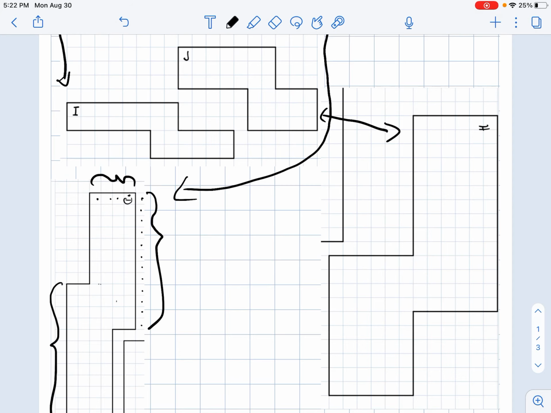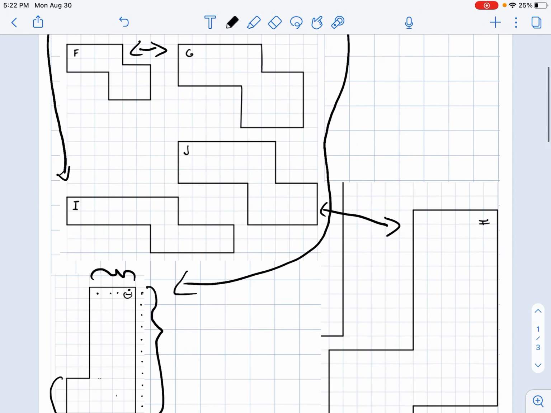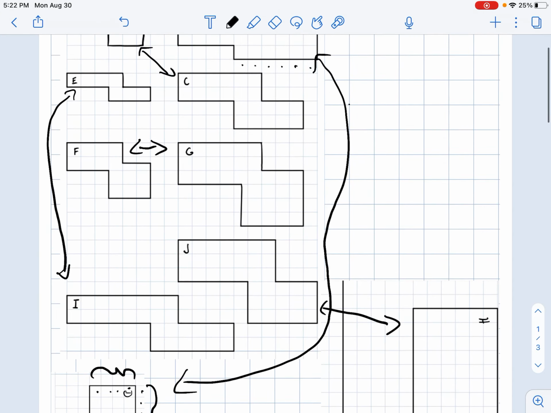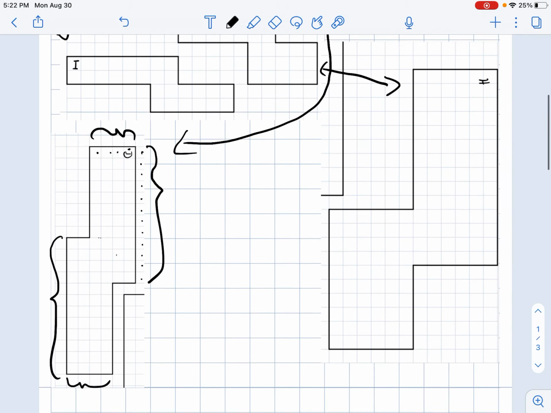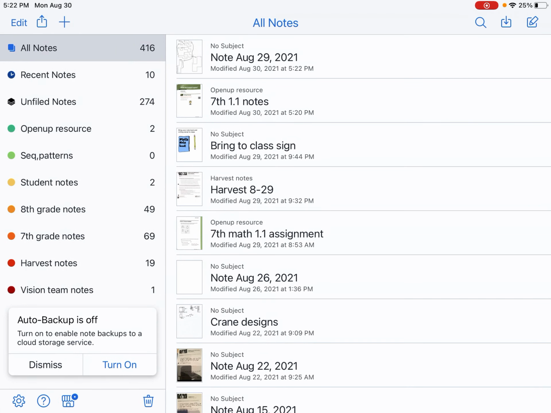Okay, if you'll notice, I believe all of them are doubled except for F and G. That's a scale factor of 1.5. Okay, so that is the big takeaway from the lesson.